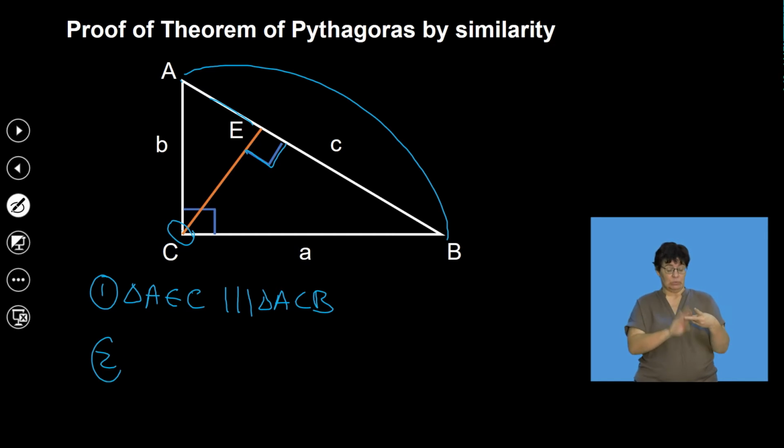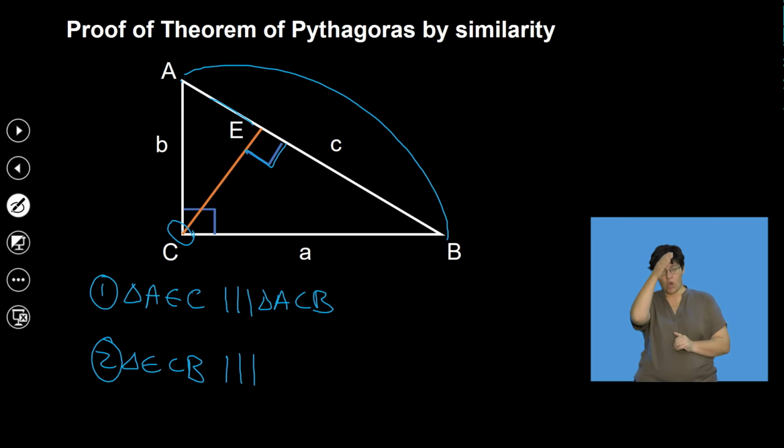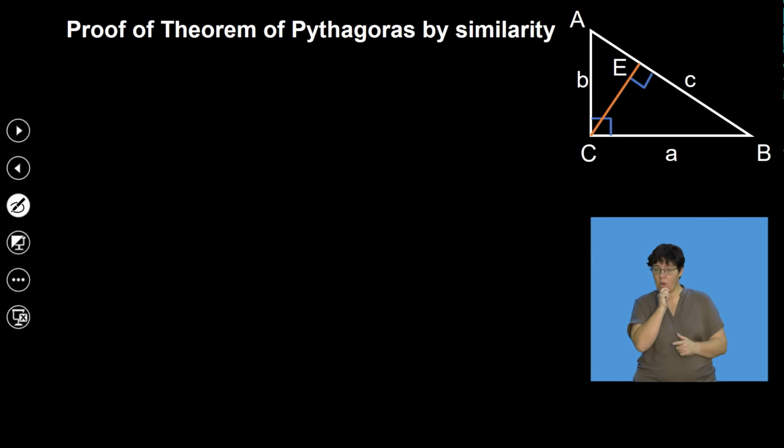And then number two, I must then prove that the triangle ECB must also be similar to the other triangle CAB, right? So it must really be that these two triangles are similar to each other. From this, we'll then look at what we can do. Remember, to prove similarity, we either use sides in proportion or we use equiangular, right?